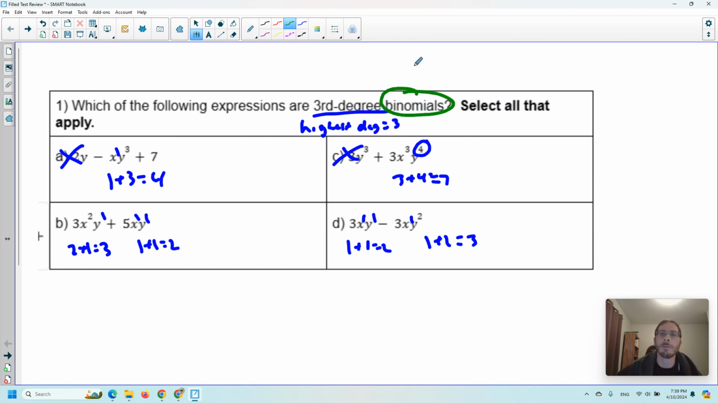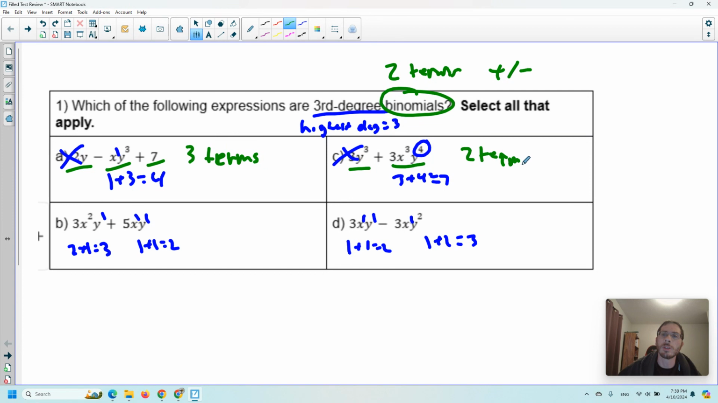But here now I need to have binomials. So remember, a binomial is going to be 2 terms. And the way we separate terms is with either a plus or a minus sign. So this one would have 1, 2, 3 terms, even though we already got rid of that. Just to review what terms means, that one has 3 terms, whereas this one here has 2 terms. So this one's okay for the green, but it's already out for the blue.